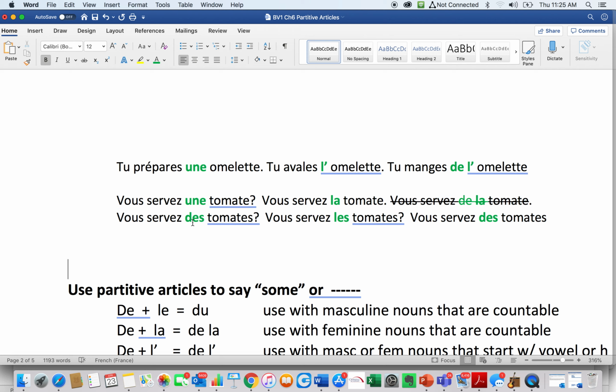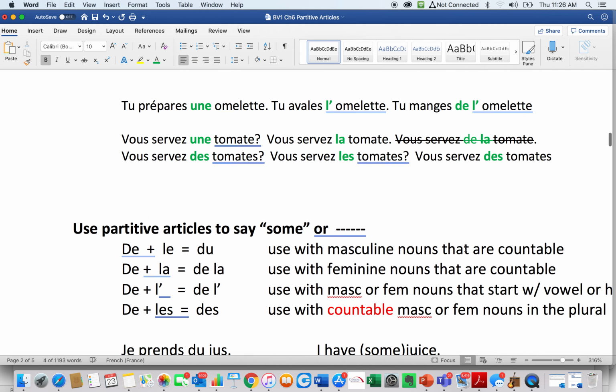"Vous servez des tomates?" It's the plural of an indefinite article here, and it's the partitive article here. See why I tell you I don't really like terms? Do you understand that a tomato is countable? Therefore, it's hard to tell when you see "des," and it doesn't matter because linguists don't agree about it. Is this the plural of an indefinite article or is it a partitive article? It doesn't matter. Okay, so let's keep moving.